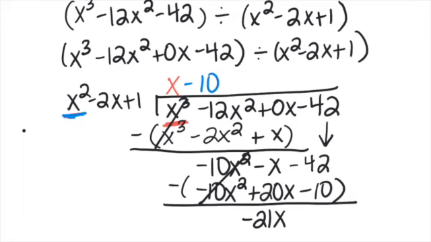And then negative 42 minus negative 10. So negative 42 minus negative 10 is going to give me negative 32. And then I start the question over again. What do I need to multiply x squared by to give me negative 21x?